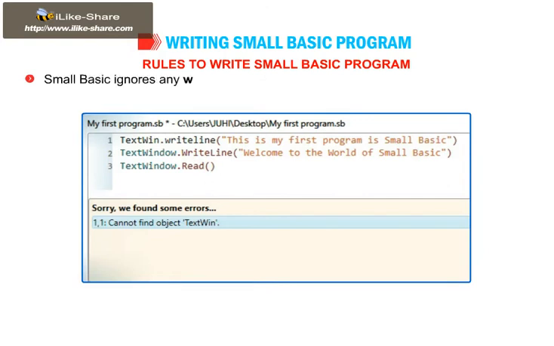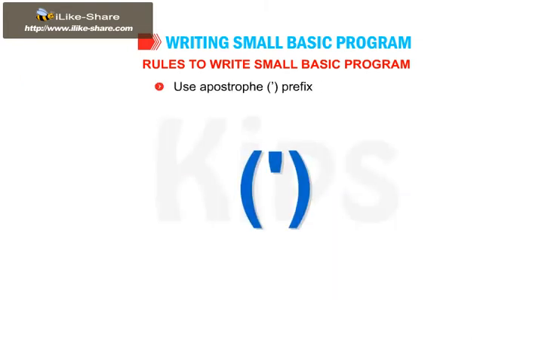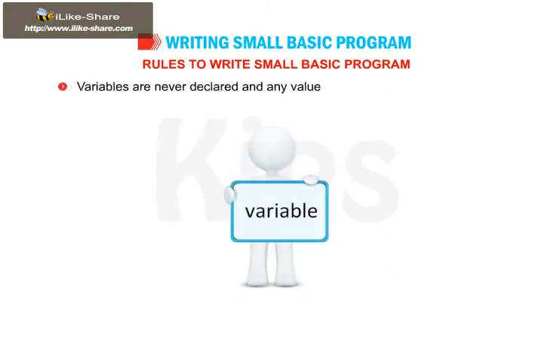Small Basic ignores any white space such as blanks, but it is advisable to use spaces as they enhance the readability of the code. Use an apostrophe prefix for comments. Variables are never declared and any value can be assigned to a variable.